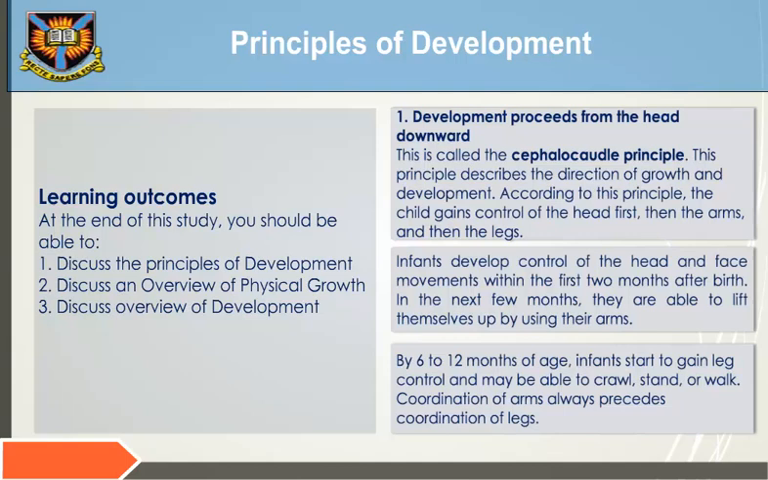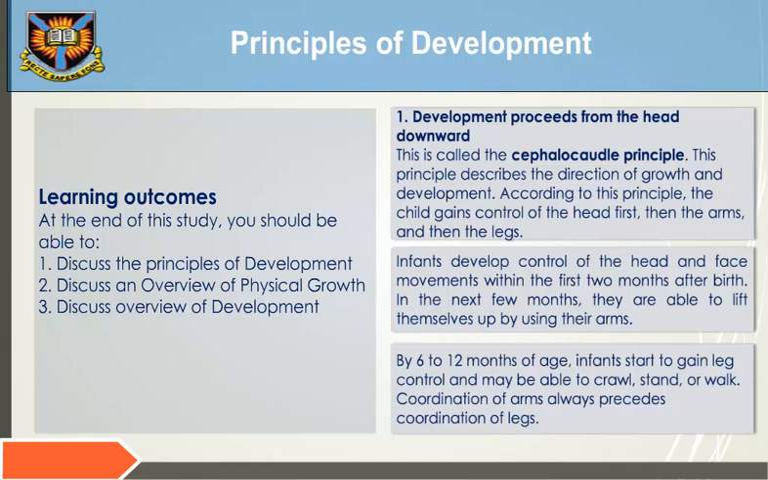1. Development proceeds from the head downward. This is called the cephalocaudal principle. This principle describes the direction of growth and development. According to this principle, the child gains control of the head first, then the arms, and then the legs.